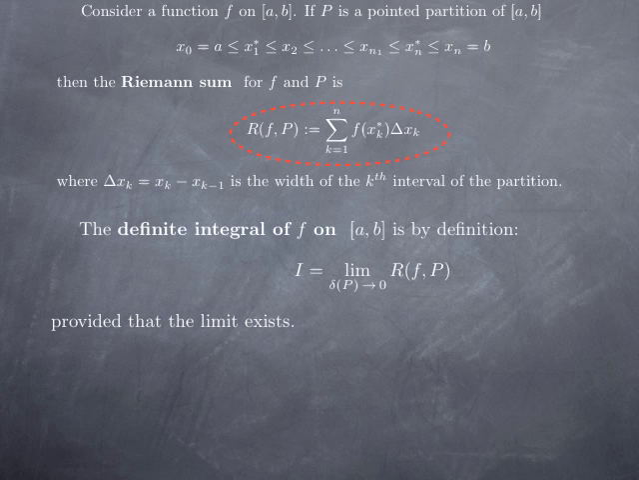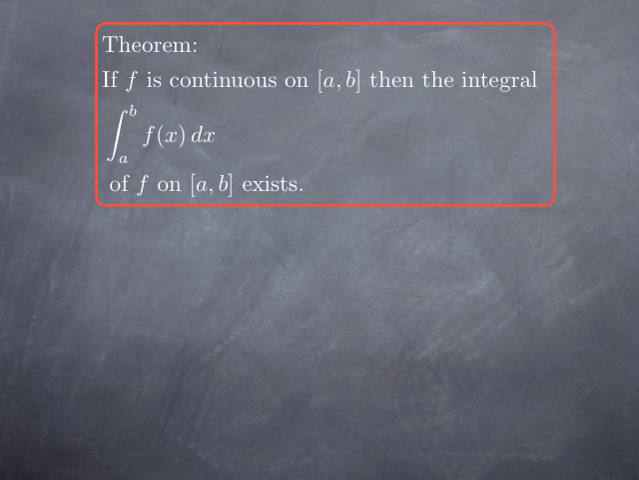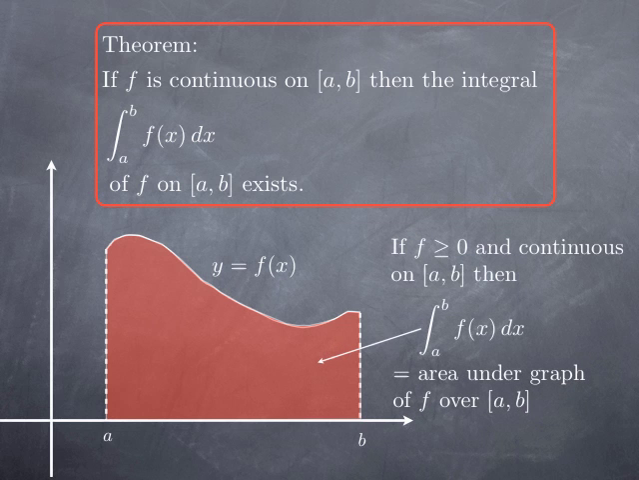The integral, if it exists, is simply the limit of these Riemann sums as the parameter of the partition goes to 0, where this parameter is simply the maximal width of the subintervals. The integral from a to b of f(x) dx is the notation that we have introduced for this integral. What we have seen previously is that the existence of this integral is guaranteed under the assumption that f is continuous on the interval, and that the geometric interpretation in the case of a positive function is that the integral is the area under the graph of the function.